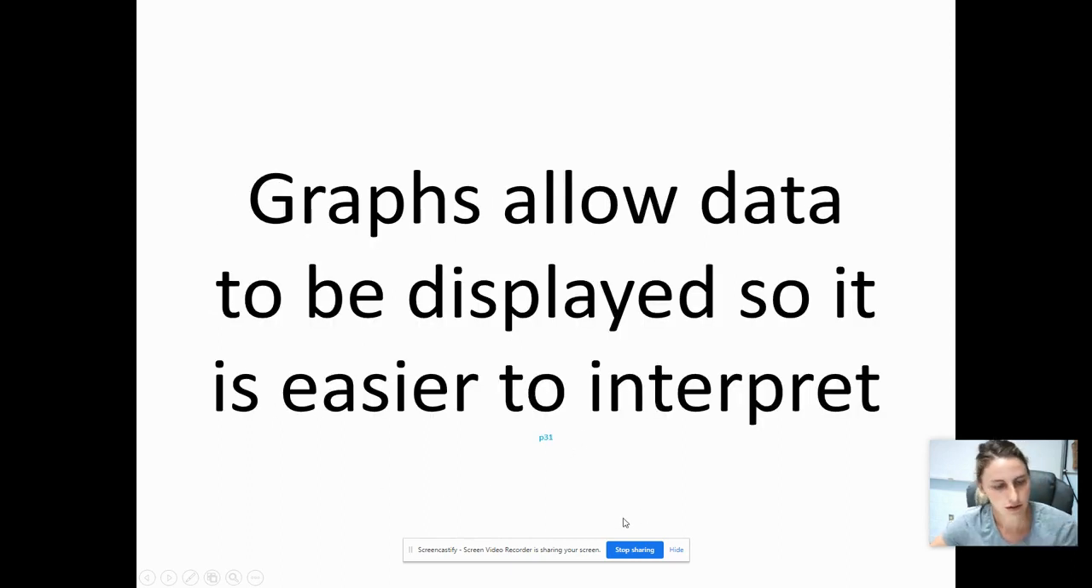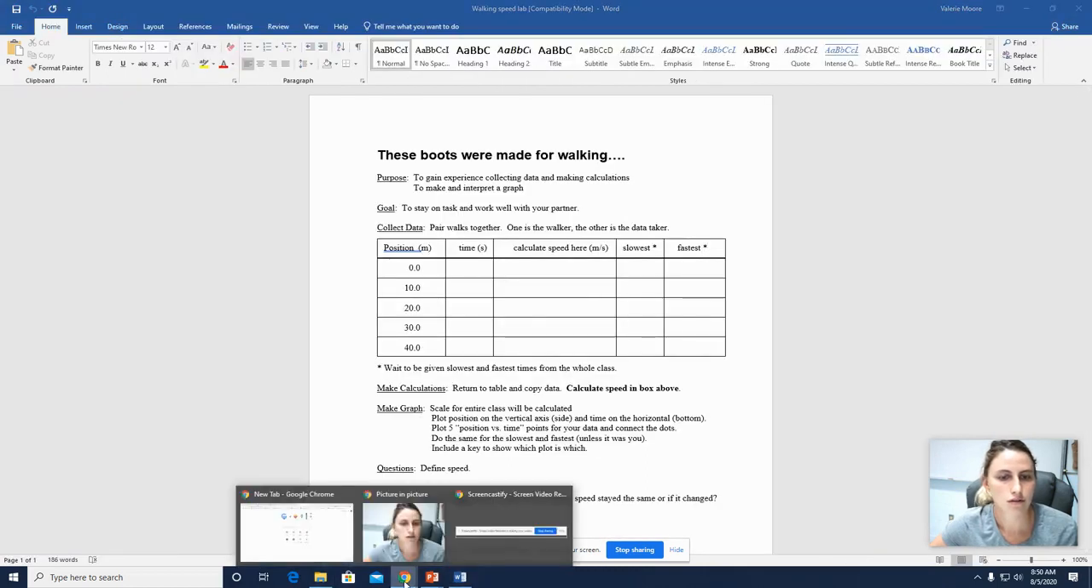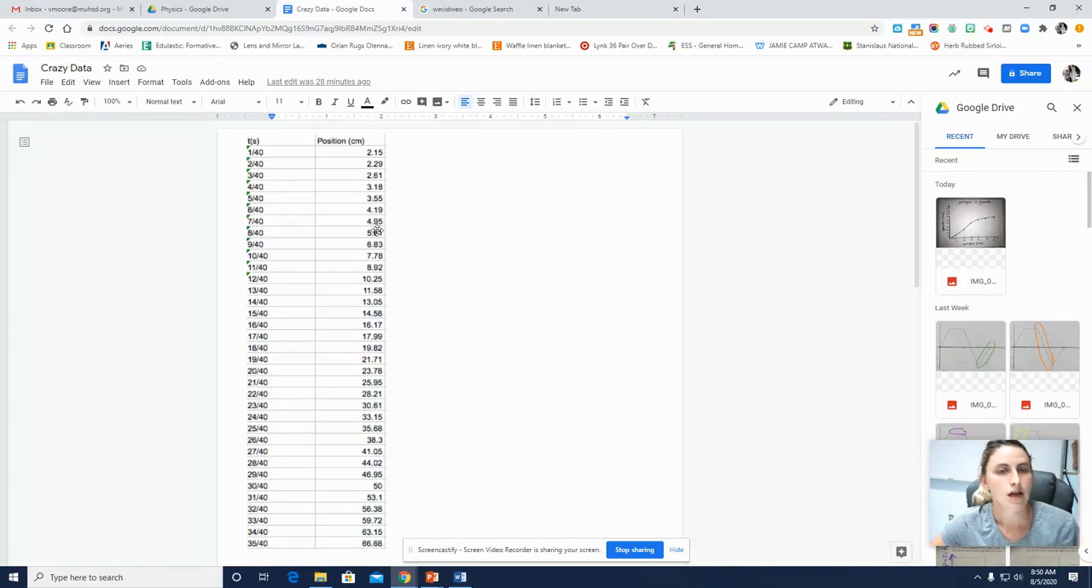So imagine that you had collected data that looks like this. Now, it was your job to interpret this data and figure out what the trends, what the patterns were. Well, that'd be pretty hard. So how can we make this easier? What tool can we use to make reading and understanding this data easier?